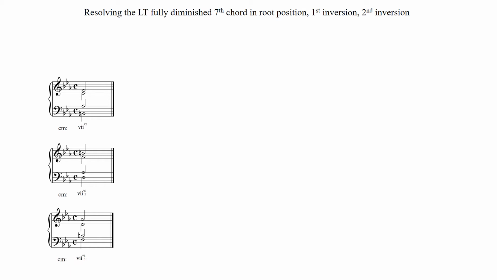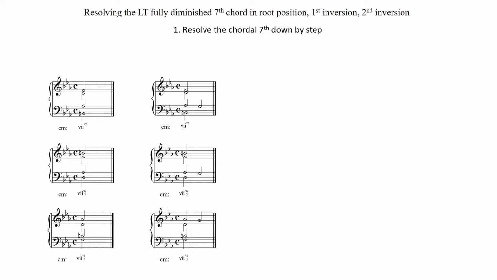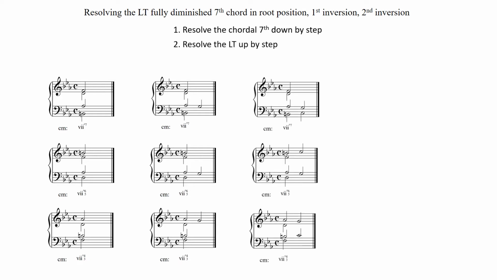When resolving fully diminished seventh chords into a tonic triad, first resolve the chordal seventh down by step, as has been the case in all previous videos regarding seventh chords. In this example, the chordal seventh is the A flat and is moving down by step to G. Next, resolve the leading tone up by step. In this example, the leading tone is B natural, moving up by step to C.